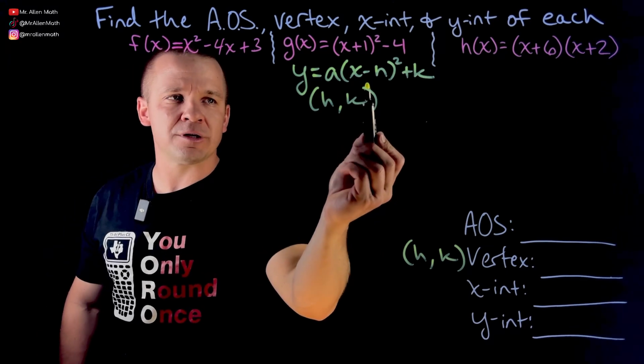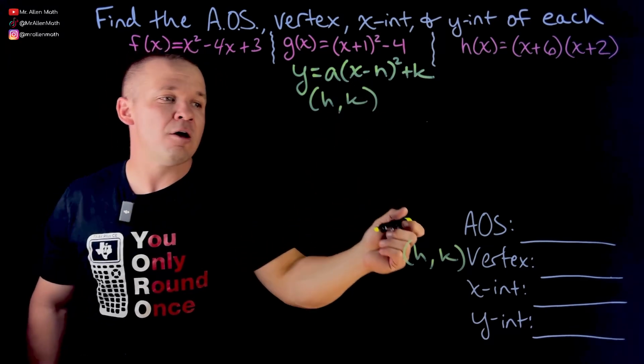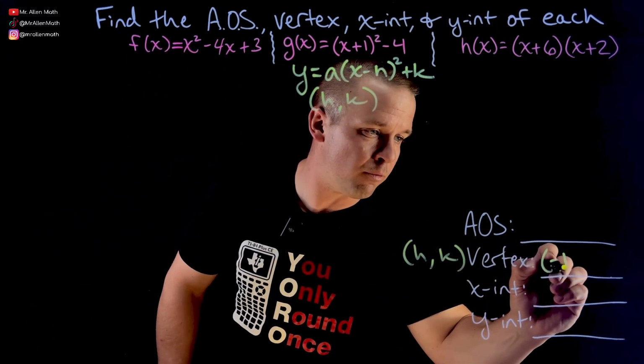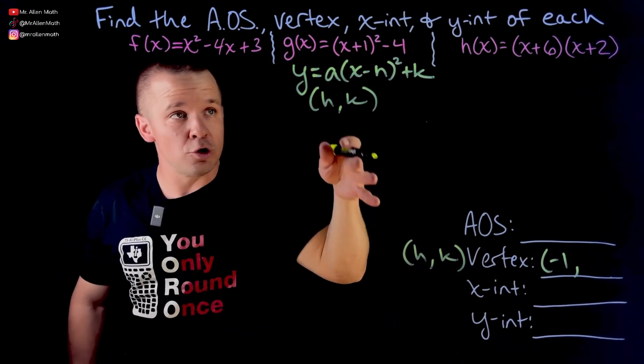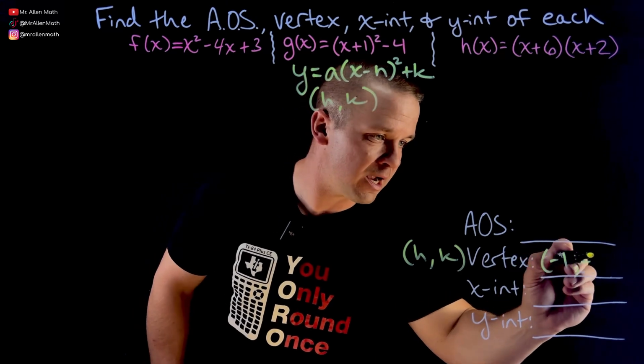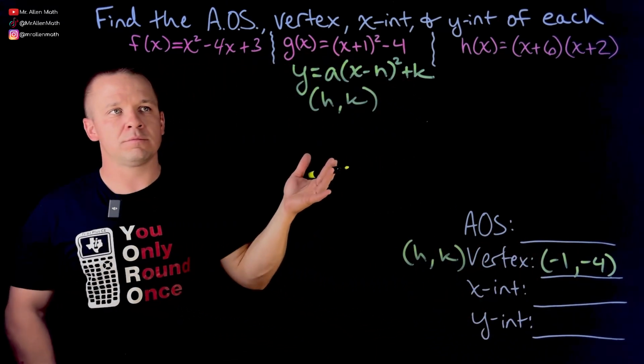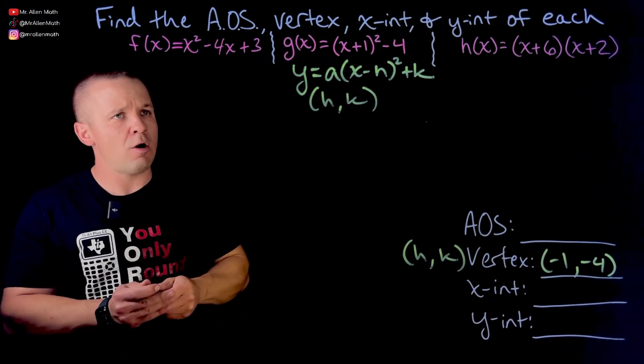So what is my h value? Note the subtraction here. So it's actually the opposite sign from what you see. We're going to have -1, comma, and then the k, it's still plus k. So that one's what it looks like, -4. So we got -4 for the y value. Boom. All right.